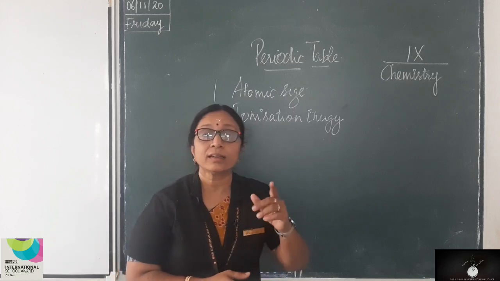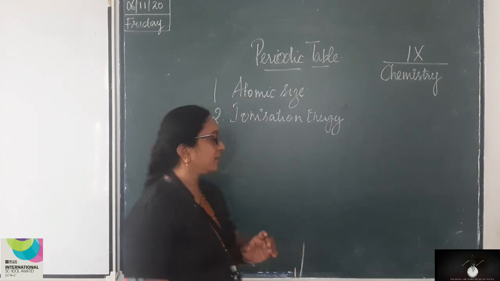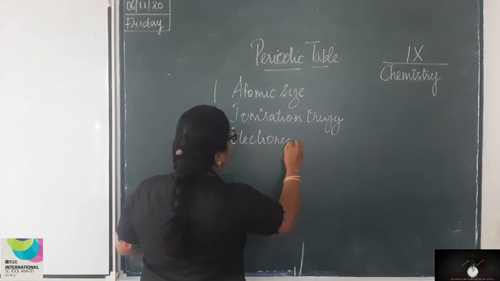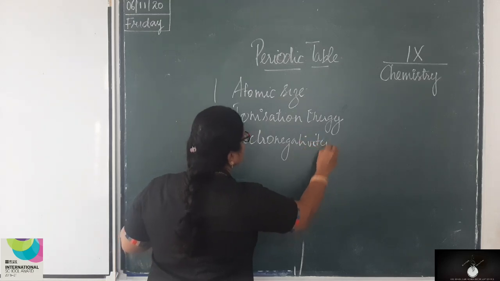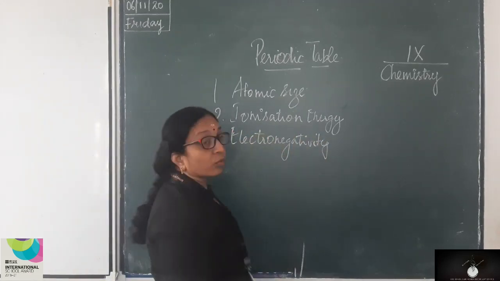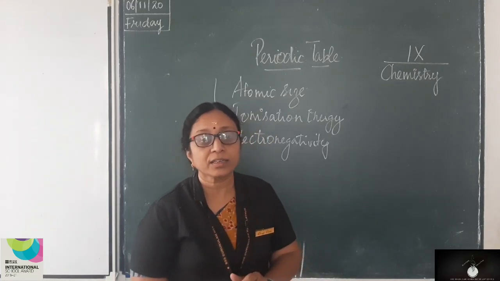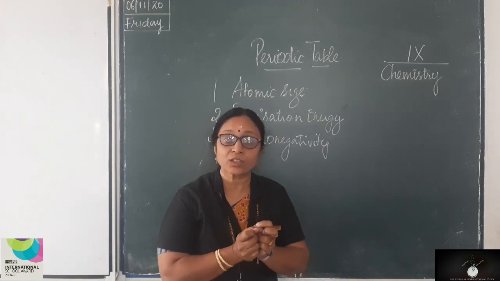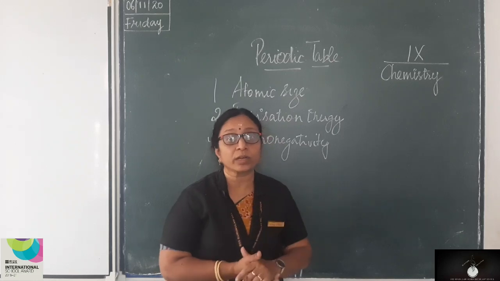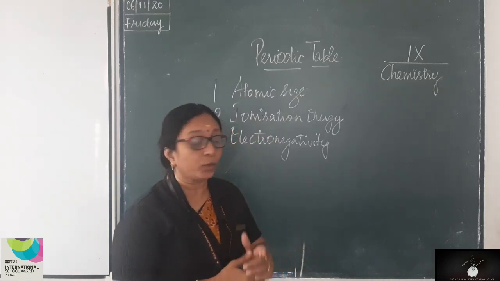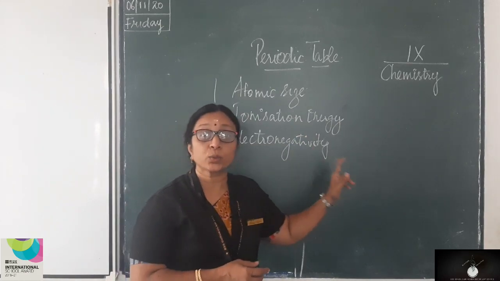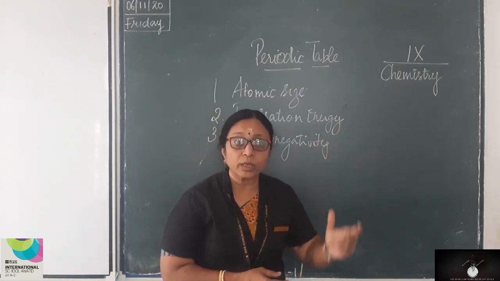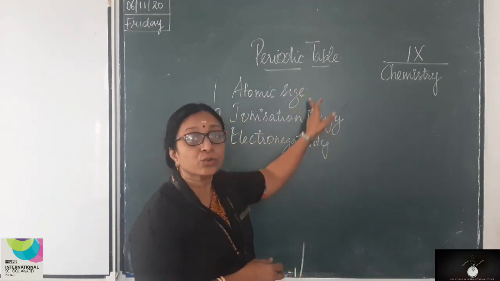Today we are going to discuss the third trend, that is electronegativity. So you are already familiar with this term, right? Electronegativity is the tendency of an atom to attract the electron towards itself. For easy remembrance, I will tell you, ionization energy and electronegativity show the same trend. Okay? Keeping this in mind, we will discuss. As we move down the group, what happens? We will combine these two trends together.